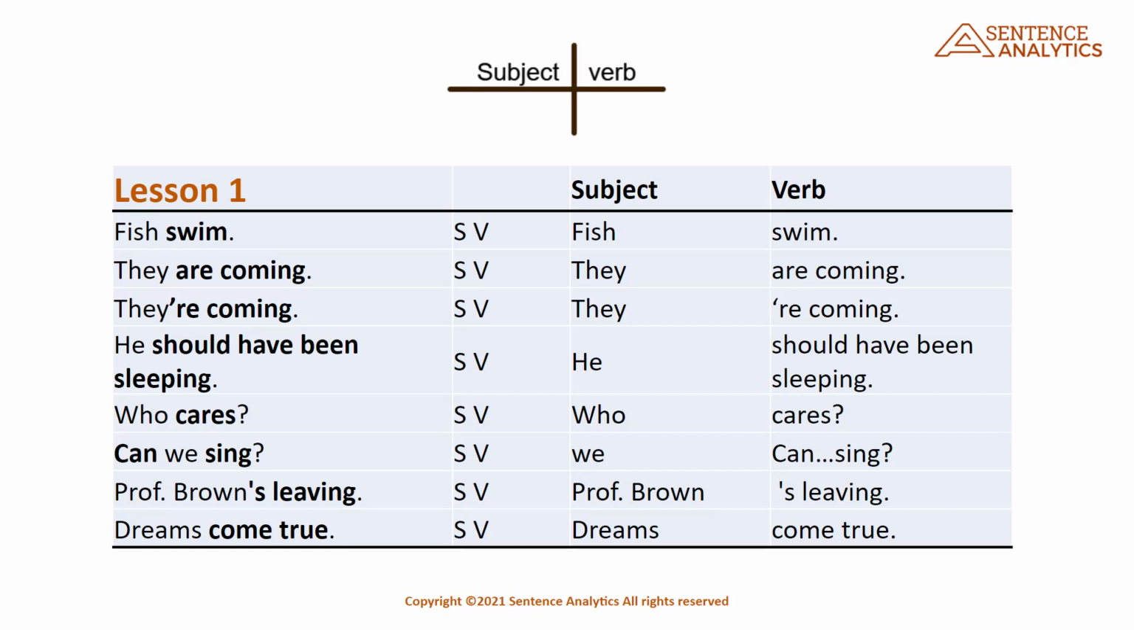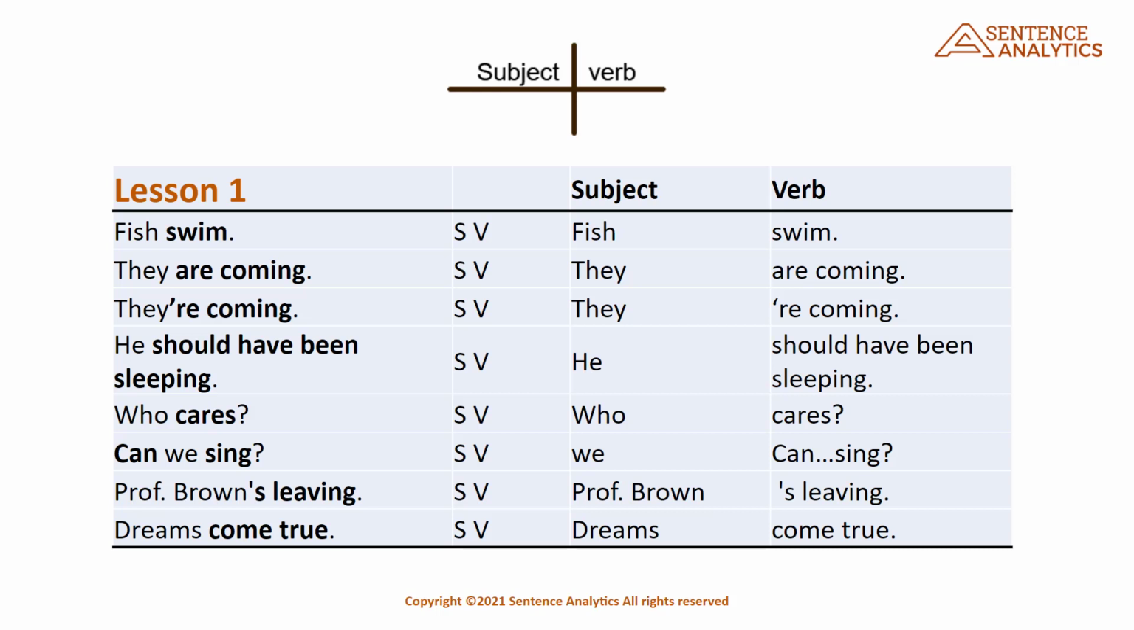In the next sentence, the "are" is contracted to apostrophe re, but it is still part of the verb even if it is stuck onto the subject with an apostrophe. In the next sentence, there are even more helping verbs, so "should have been sleeping" is the whole verb and would therefore all go to the right of the cross on a diagram.